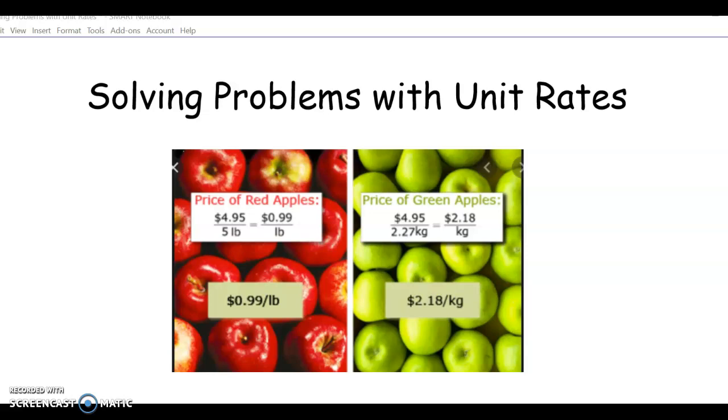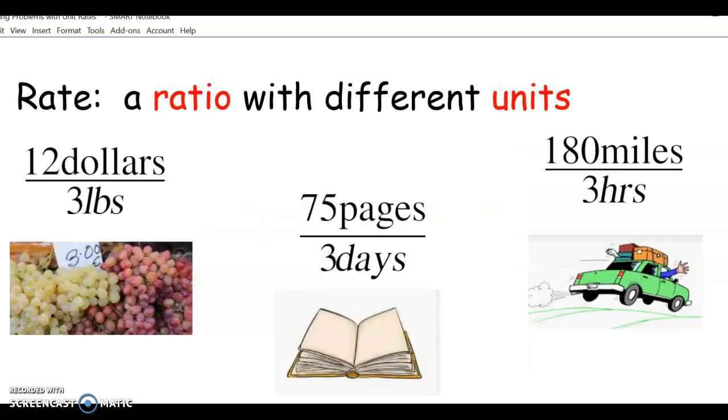All right, today we are going to work on a review topic that's going to be helpful to you next year. We're going to talk about solving problems with unit rates, and we're going to review what those are and how to calculate them. All right, first let's talk about the term rate.